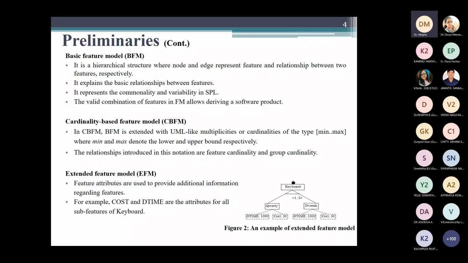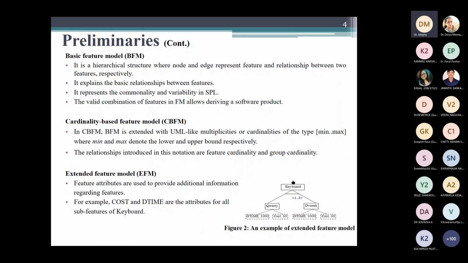As I told you, a feature model is a hierarchical tree-like structure. Here we can see it in this figure. When I say it's a tree-like structure, obviously we have some nodes and edges in the tree. A node represents a feature and an edge represents a relationship between two features. This basic feature model explains the basic relationship between the features. It represents the commonality and variability in a software product line. So here I would like to give you an example. What is commonality and variability in product lines?